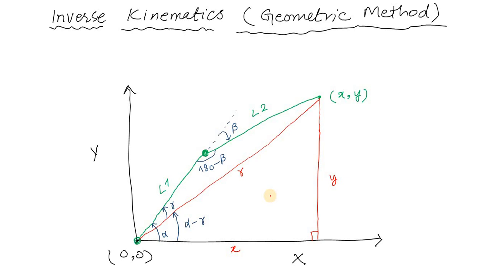And the description of our robot is complete. So now it's time to do some calculations and try to find this angle alpha and this angle beta. The known quantities are L1 and L2, and also X and Y are known. So let's see how we can calculate alpha and beta using geometry or trigonometry formulas.